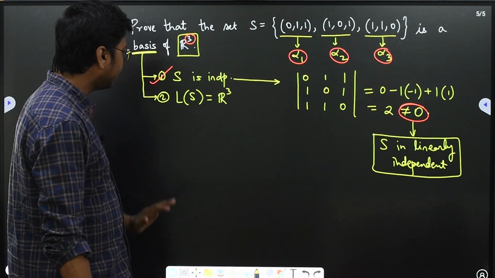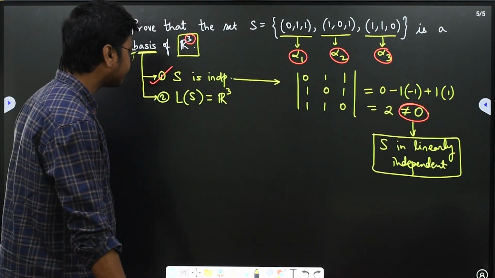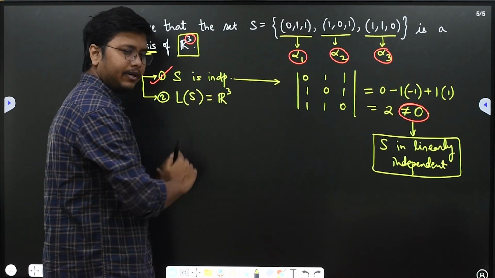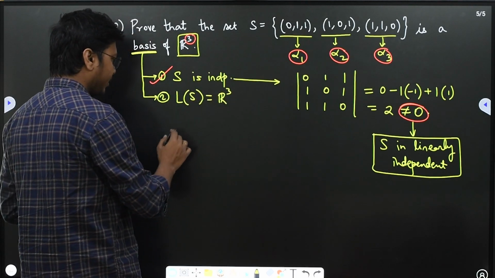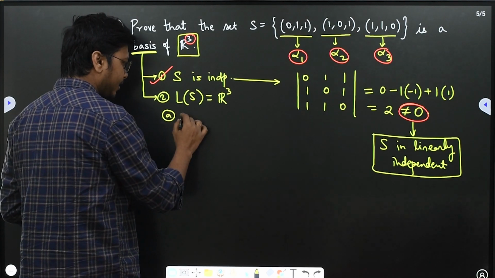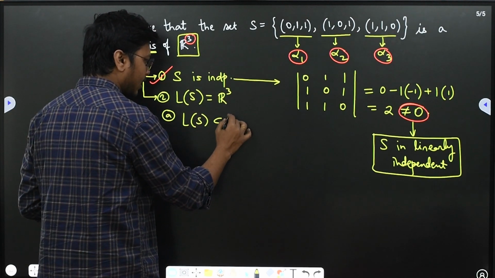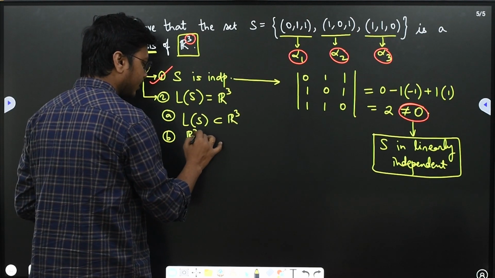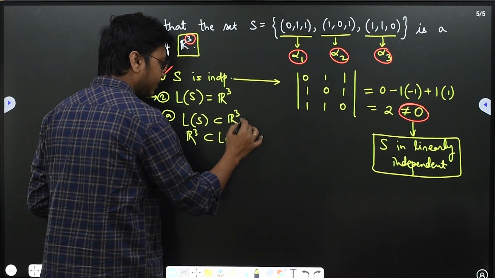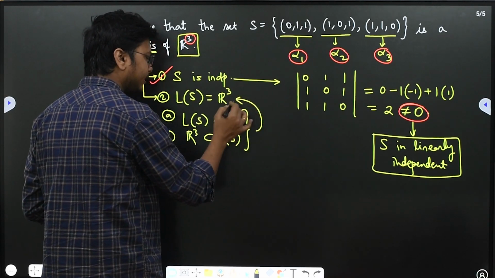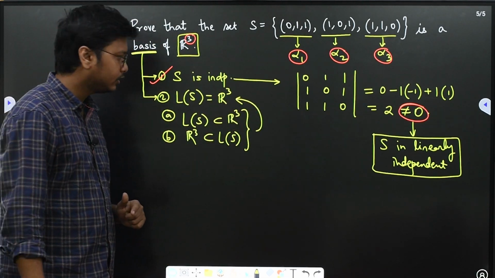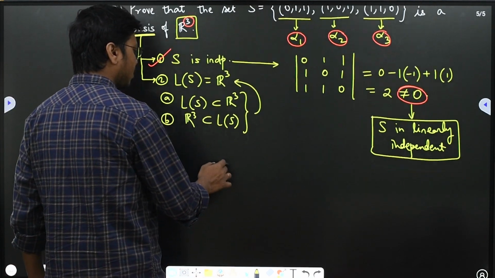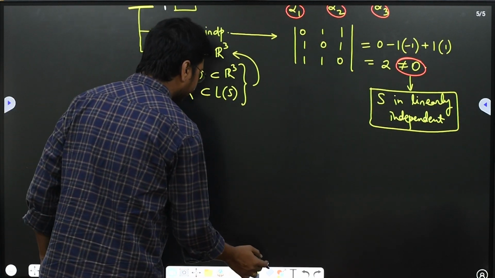We need to come to the second one. Okay, so we want to show this is a subset of that particular set. So what we are trying to do here is, if I call it A, we are trying to show LS is a subset of R3, and B, we are trying to show R3 is a subset of LS, right? So if we are able to show these two things, we can say that our required criteria is going to be matching.